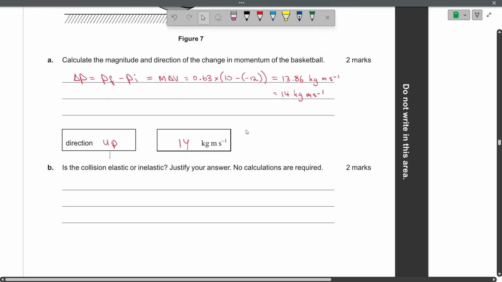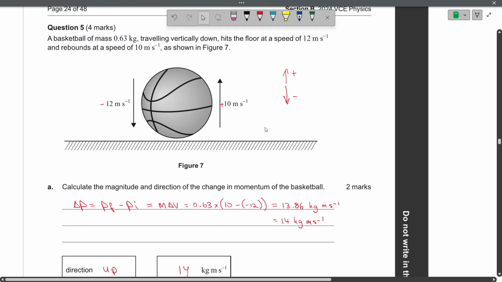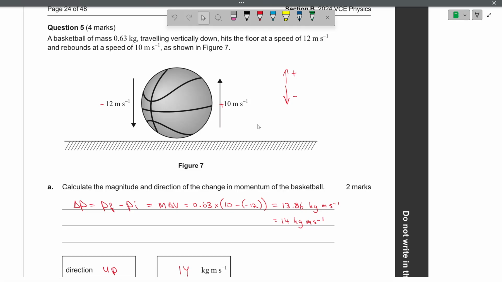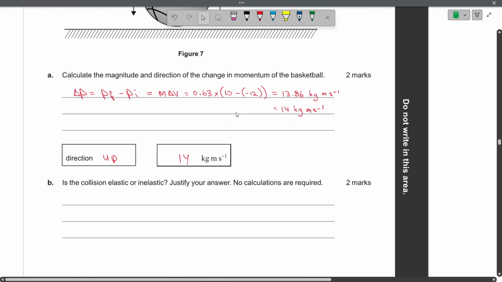Part B. Is the collision elastic or inelastic? Justify your answer. No calculations are required. So a collision is elastic if it has the same kinetic energy both before and after the collision. Okay, or if there are multiple objects involved, the total combined kinetic energy before the collision should be equal to the total kinetic energy combined after the collision. We're only considering the ball here. This is like an immovable floor, so we're just focusing on the ball here.